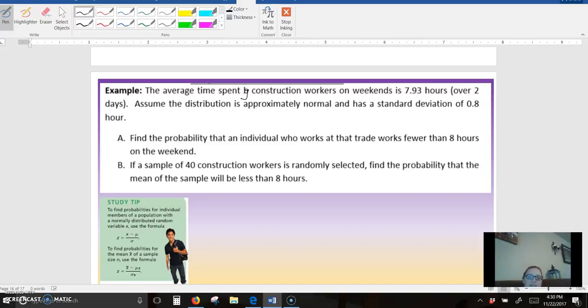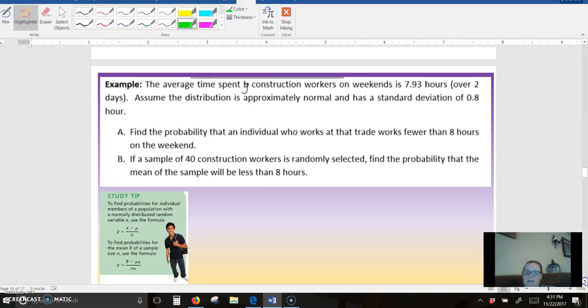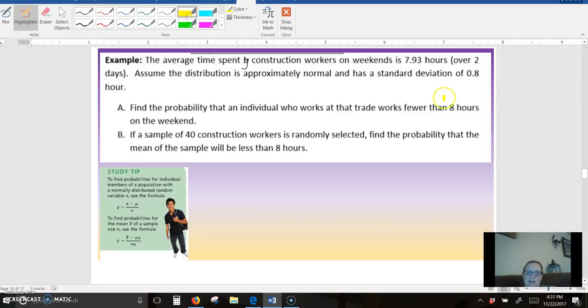So let's look at the difference. A: find the probability that an individual who works in the trade works fewer than 8 hours. B: a sample of 40 construction workers is selected; find the probability that the mean of the sample is less than 8 hours. Let's look at what they have in common. Fewer than 8 hours, that's also fewer than 8 hours. We both want the probability, which is the same as the area under the curve. Here's the difference. This one says individual, and this one we want the mean.